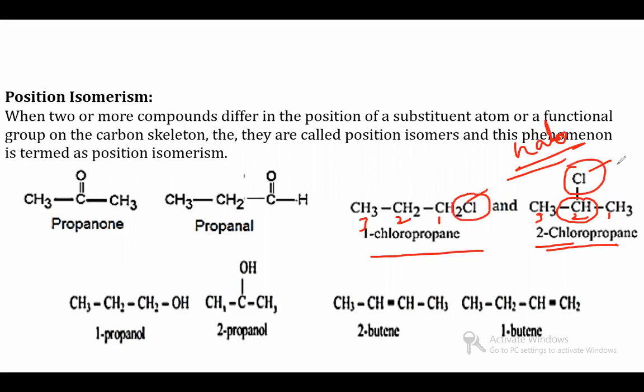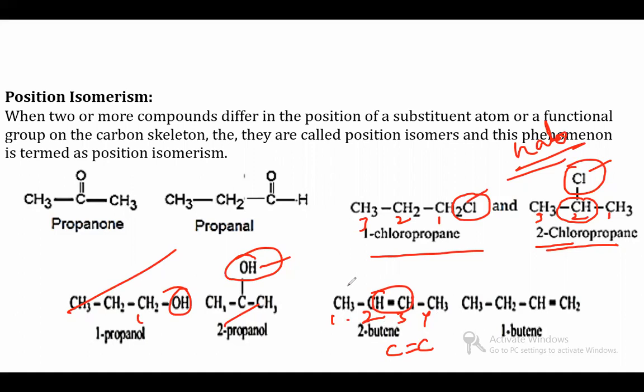You can notice here, 1-propanol and 2-propanol. In 1-propanol, the OH group attaches to the first carbon, with the same molecular formula. And 2-propanol has the OH group on the second carbon. So the second carbon consists of a single OH group. We have the same molecular formula but they differ in the position of the substituent group. Here also, 2-butene and 1-butene. Butene, carbon-carbon double bond, 1, 2, 3, 4. Numbering should be from this side.